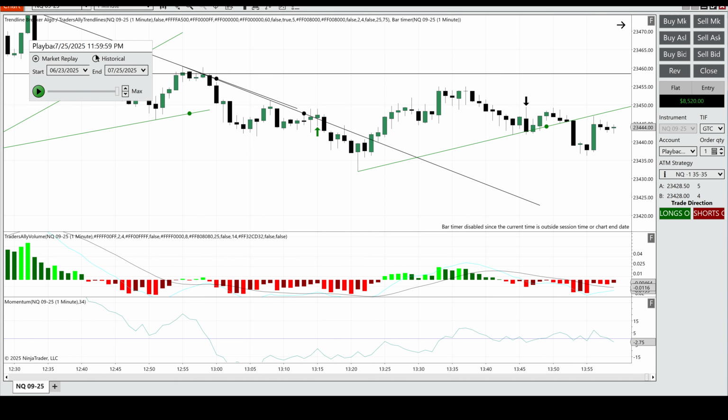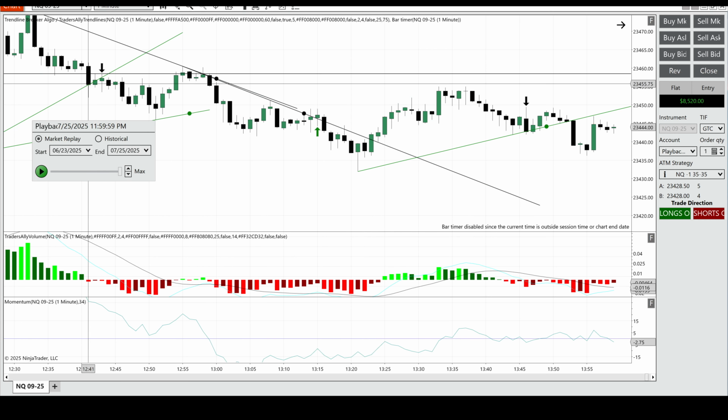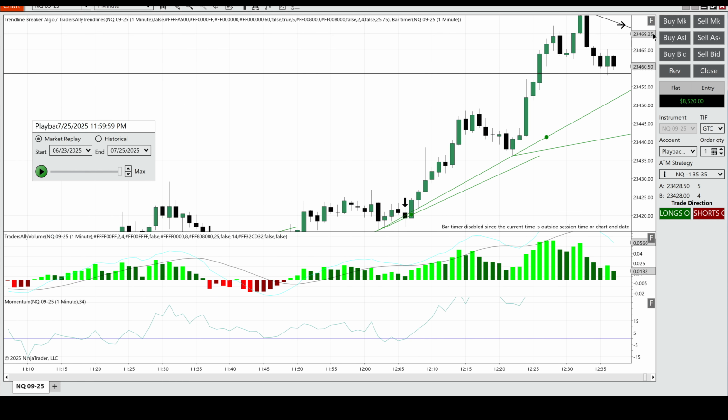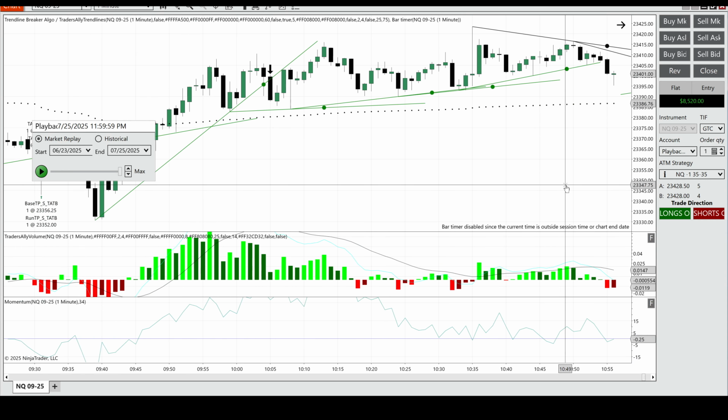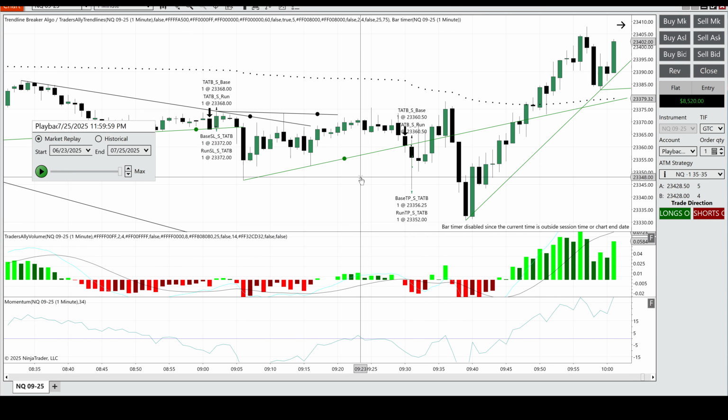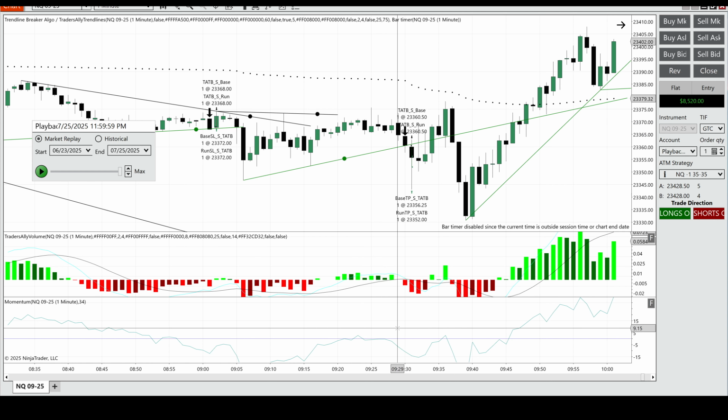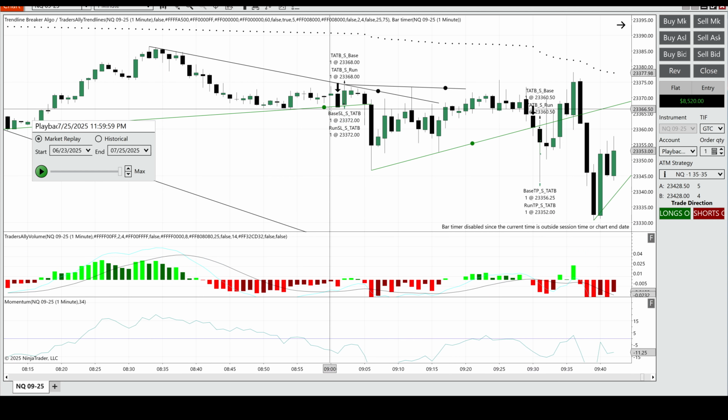This was the settings on NQ. I ran it for the last month, starting at 6:23 and ending at 7:25. Let's find some trades. There was this short trade. It's a trend line break, and our momentum was below -5, which it was. Okay, and it also took this trade, but then it got stopped out.